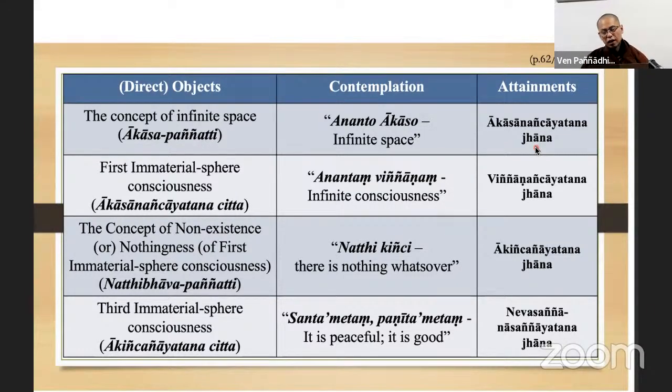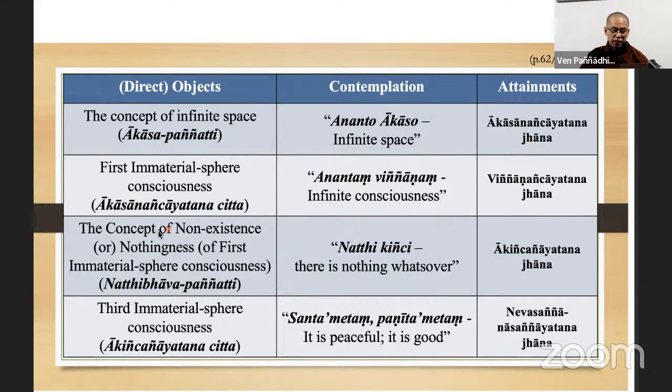Okay, so I think if you can repeat and make it clear, and sometimes maybe write it down to make sure. Anyway, let's continue. After the attainment of the first Arūpāvacara jhana, which I call Akasanancayatana jhana, let's continue to the next step.